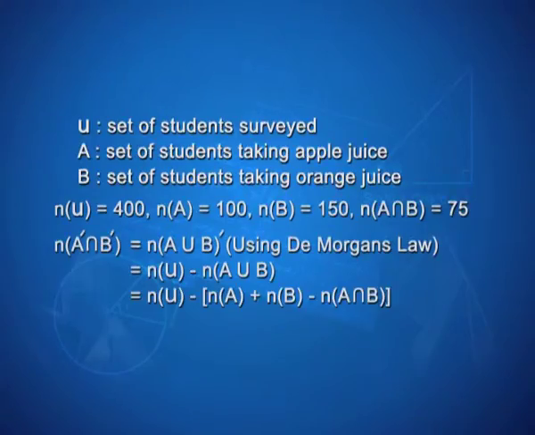Applying the identity here, we can say that the number of elements in U minus the number of elements in A plus the number of elements in B minus the number of elements in A intersection B will give us the required answer. Students, you can try to simplify this problem yourself. The answer will come out to be 225.